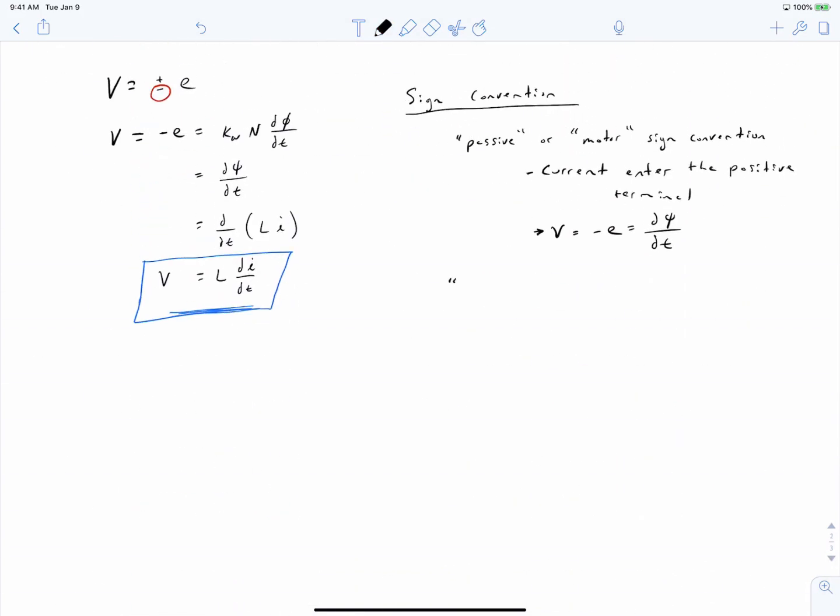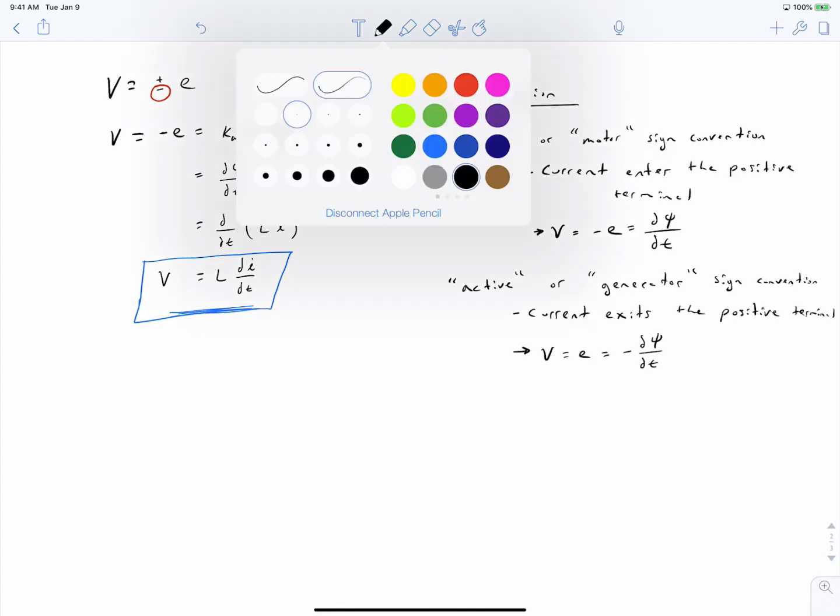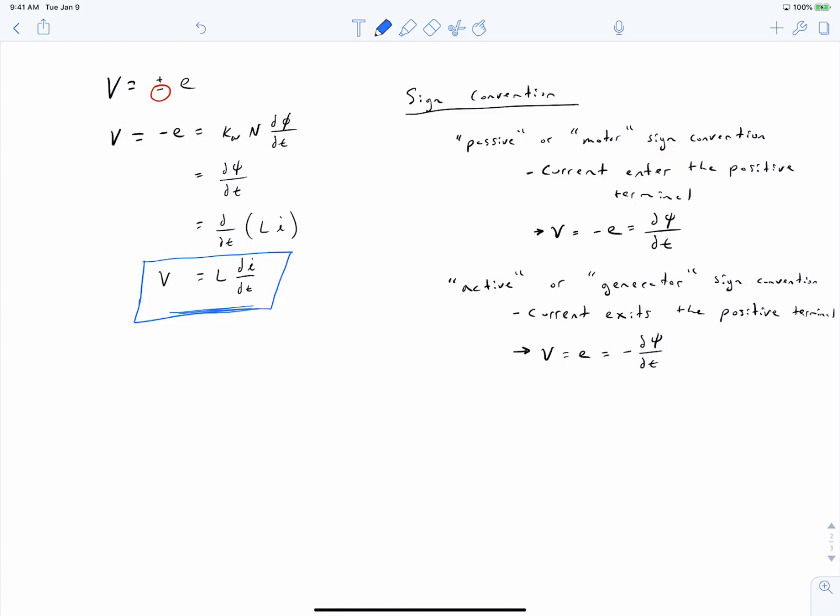For active components, or generators, we reverse this. And in that case, voltage is equal to our back EMF, which is negative d psi dt. So I strongly suggest that you tuck this away somewhere safe. Of course, you're writing it in your notebook right now, but remember this one. This is going to come up frequently in your coursework and in your career if you're dealing with magnetic devices. And you'll need to be able to switch back and forth between these two sign conventions.